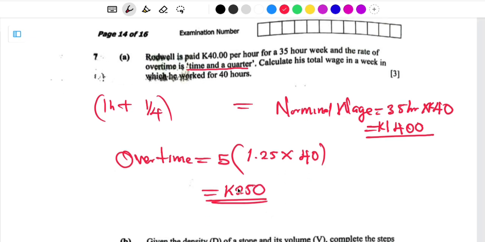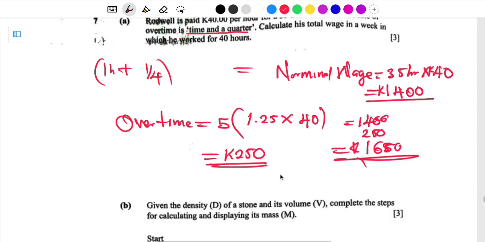So I have to add the amount he received for the overtime plus the nominal wage. So the nominal wage is 1,400 plus 250. So what am I going to get? I'm going to get 1,650. So this is the amount of money that he received after working for 40 hours in a week.